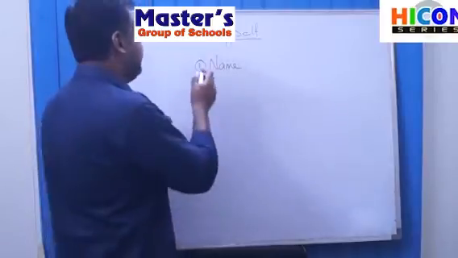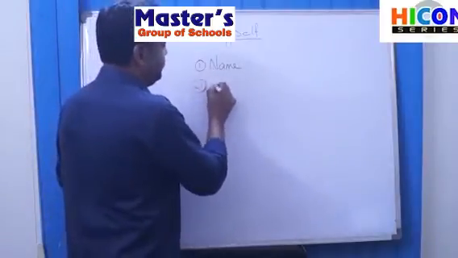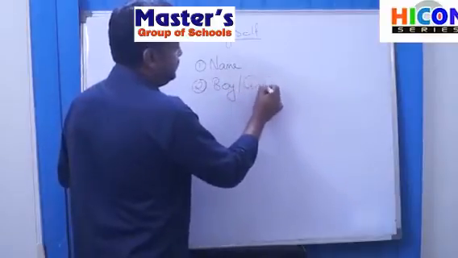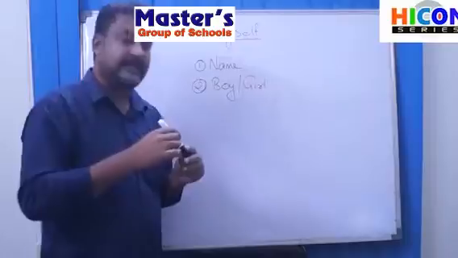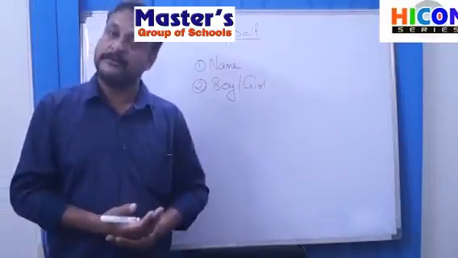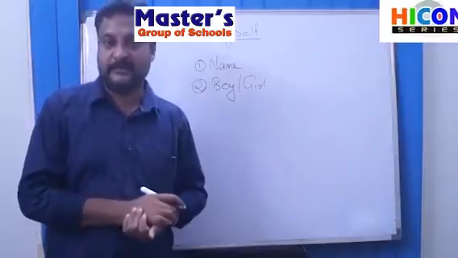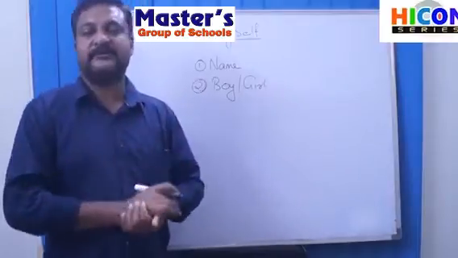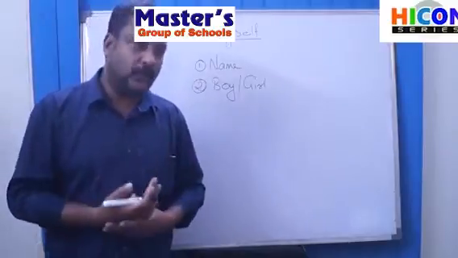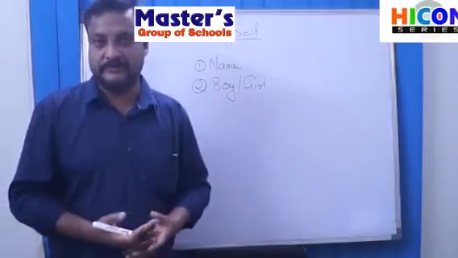The second thing is whether we are a boy or a girl. If you are a boy, we should say I'm a boy. If you are a girl, we should say I'm a girl. So that is the second thing that we should know about ourselves.